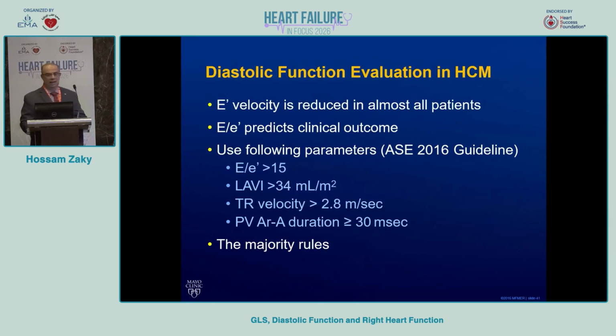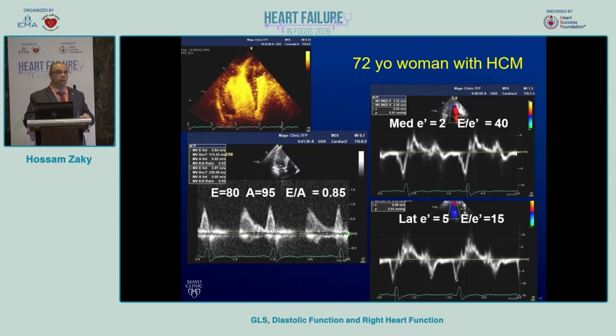So in hypertrophic cardiomyopathy, E velocity is reduced in almost all patients. The E/E prime ratio predicts clinical outcome, and other parameters should be kept in mind: E/E prime ratio more than 15, LA volume index more than 34, TR velocity more than 2.8, and the duration of the A reverse is more than the A of the mitral by 30 milliseconds. You might be feeling curious about what I'm saying, but the more you practice it, the more fluent you will be. So if you have 2 or more positives or 2 or more negatives, that pushes you to high filling pressure or not.